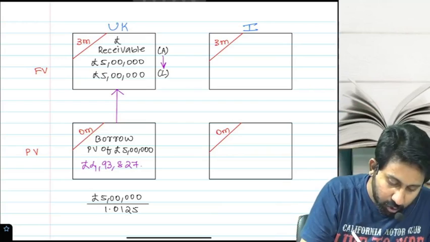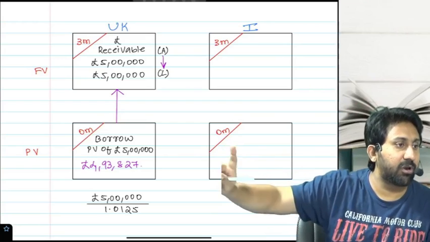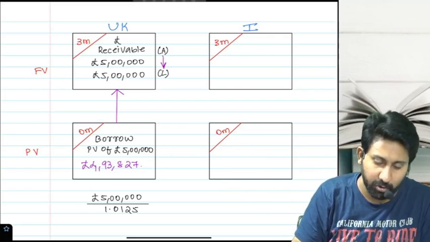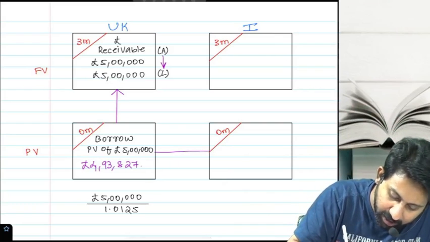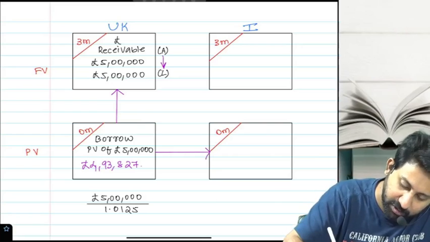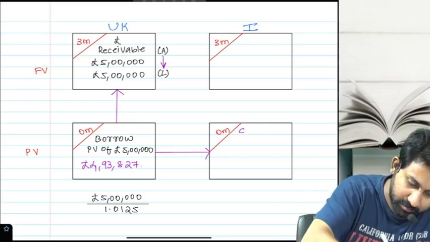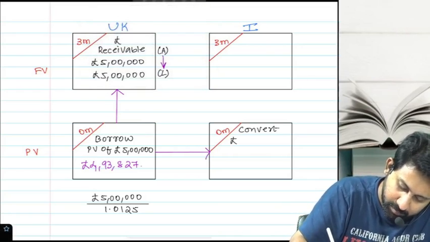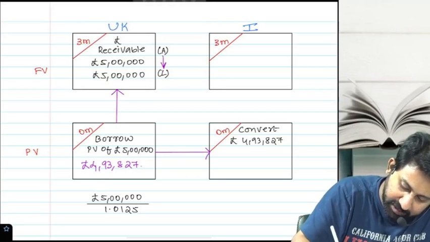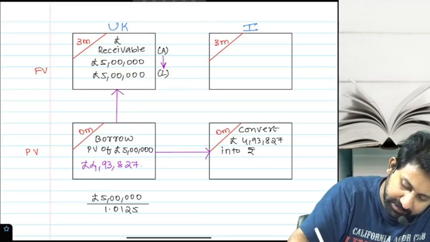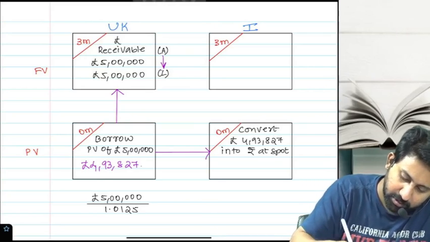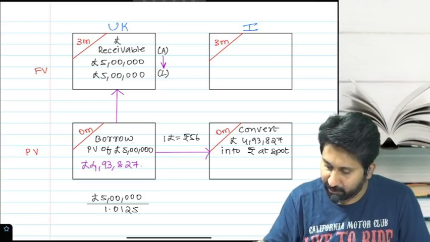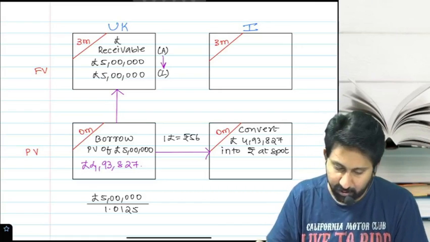Today, present value, you borrowed 4,93,827. After borrowing today, what will you do? I will convert 4,93,827 into rupees at spot. What is the spot rate? 1 pound equals rupees 56. So take the calculation: 4,93,827 into 56.